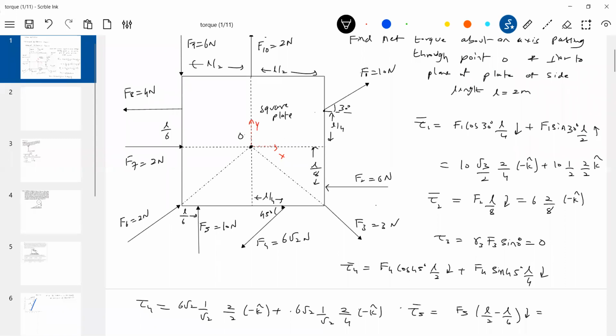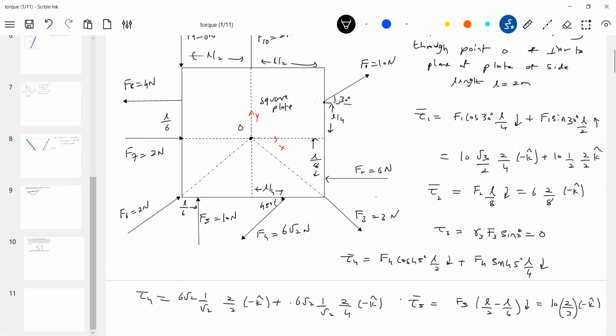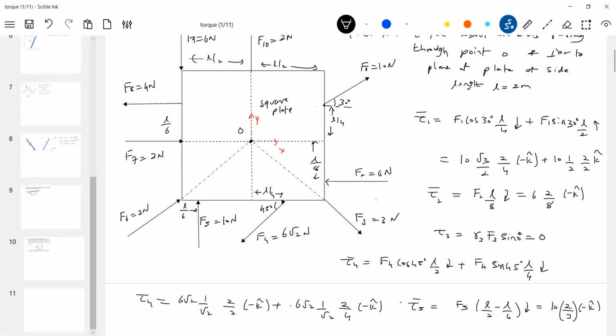If you take 2 common, this will come as L by 3. So how much is Fi? 10. Okay, simplify this, 20 by 3. Okay, next we'll go for the torque due to the force Fi.